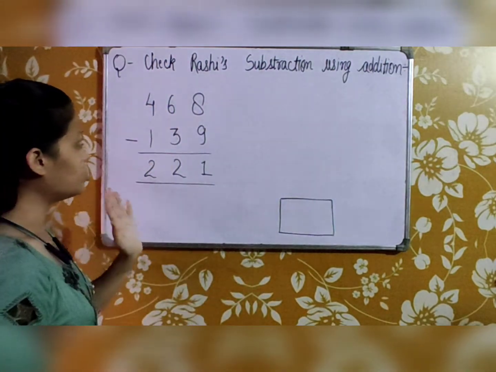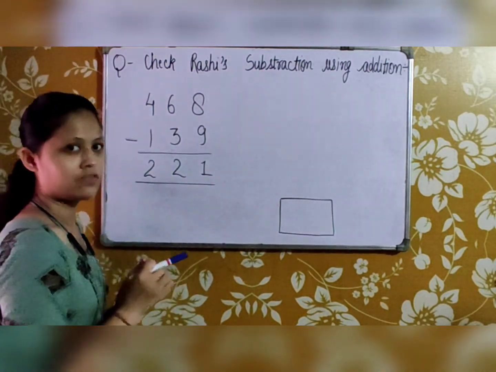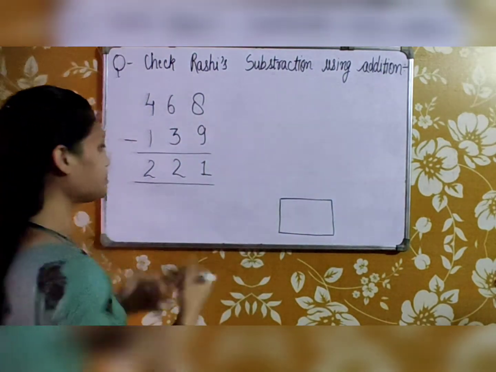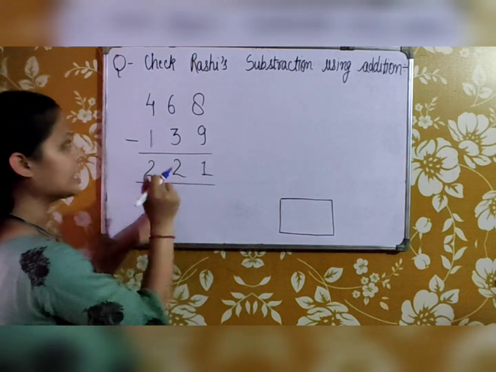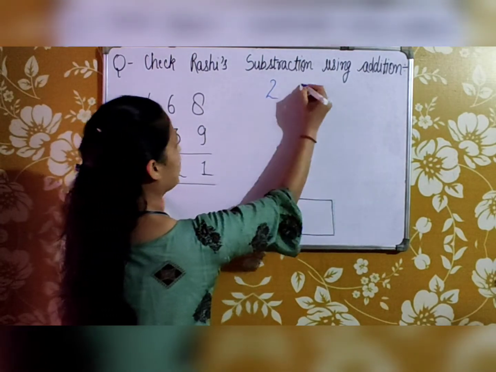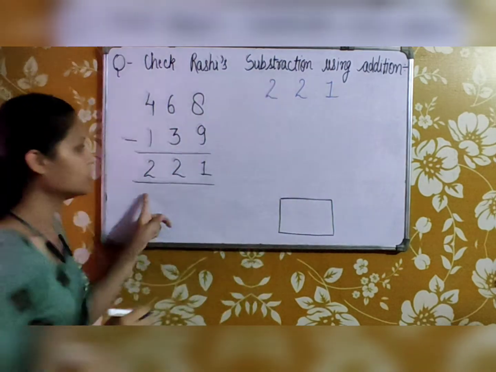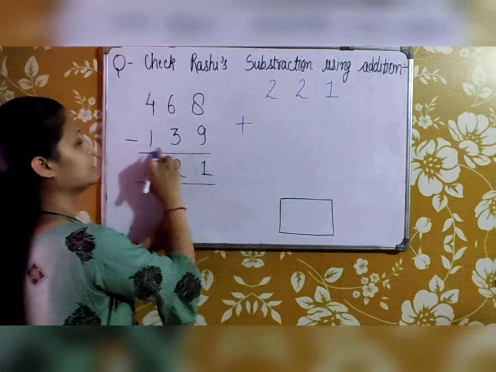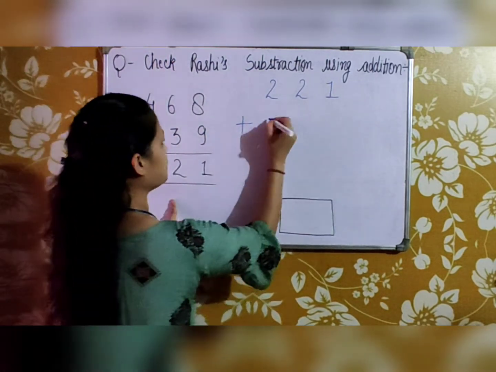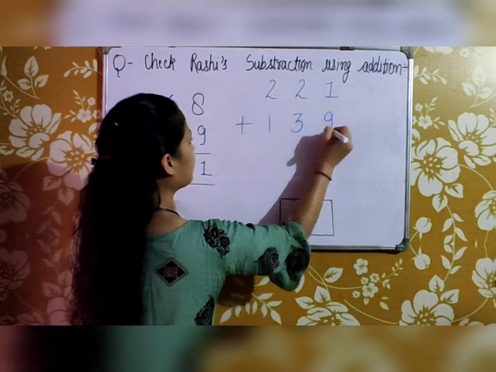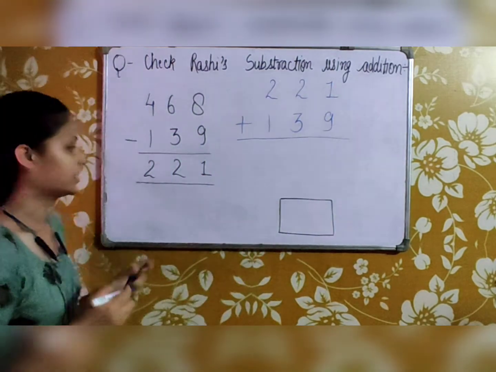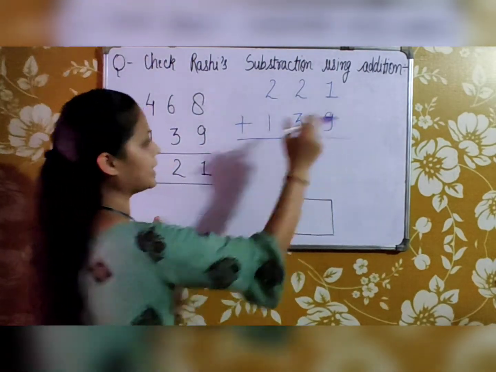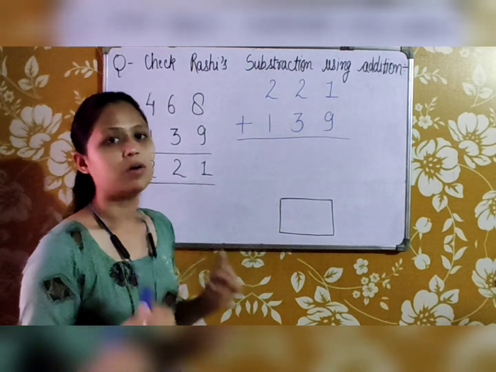The subtraction is already given in our book, and to check whether its answer is correct or not, we will use addition. How? We will write the answer first, that is 221. Then to this answer we will add the second number, 139. We have written the answer here and 139 here. Now we will add them.